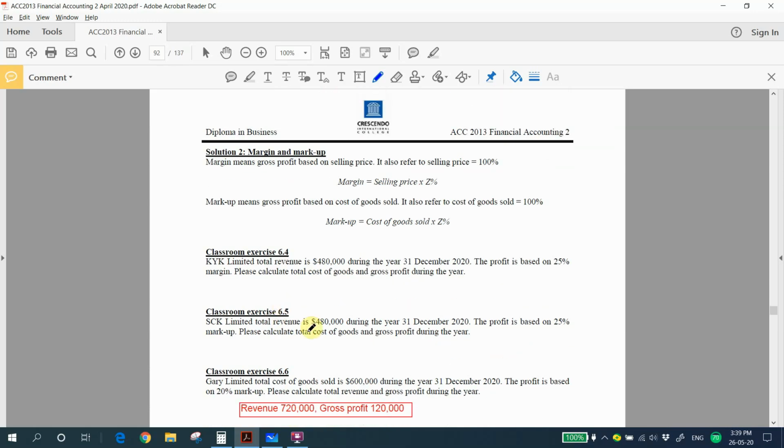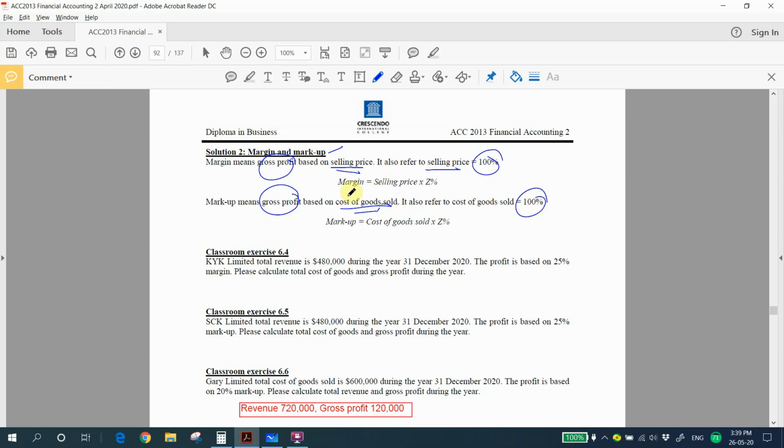The second solution available to you is using the margin and markup concept. So what is margin? What is markup? Margin means that your gross profit is based on the selling price. It refers to 100% of the selling price. And markup refers to the gross profit being based on the cost of goods sold. It can also be said that cost of goods sold is 100%.